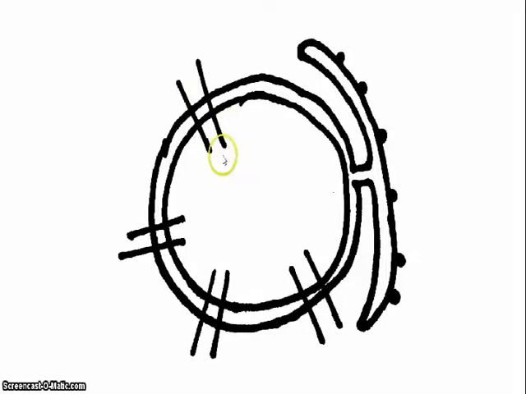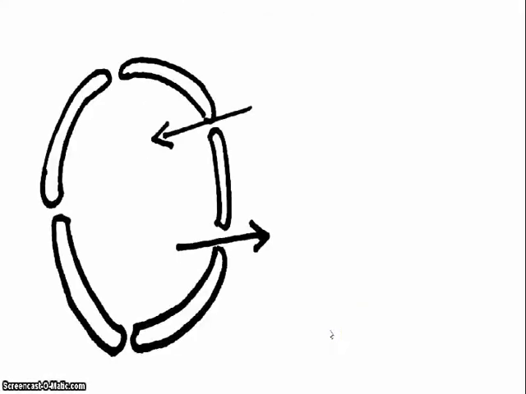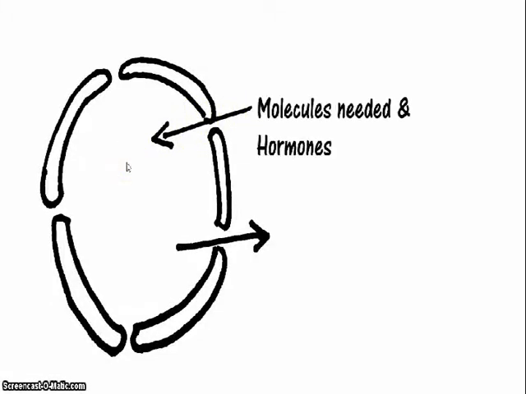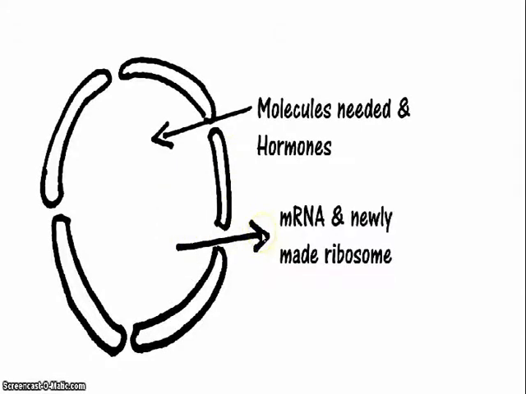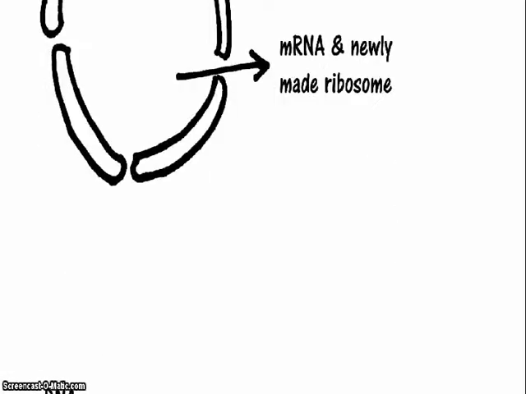The nuclear envelope is perforated by nuclear pores like this, and the nuclear pores allow exchange of substances between the nucleus and the cytoplasm. What goes in are molecules like proteins and nucleotides, which are needed to make ribosomes and DNA, and also hormones for regulation of DNA. And what goes out are messenger RNA and also newly made ribosomes.